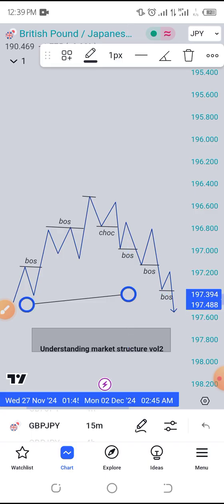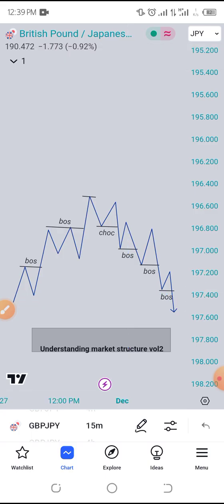As easy as that. So we're going to go to the chart. I want to go to the chart and show you guys how to identify a change of character. That will be our next video.